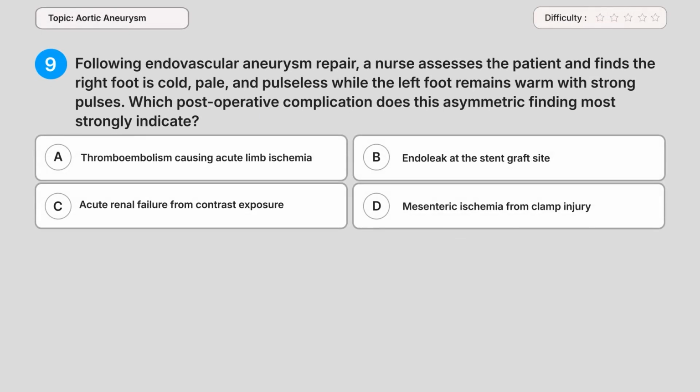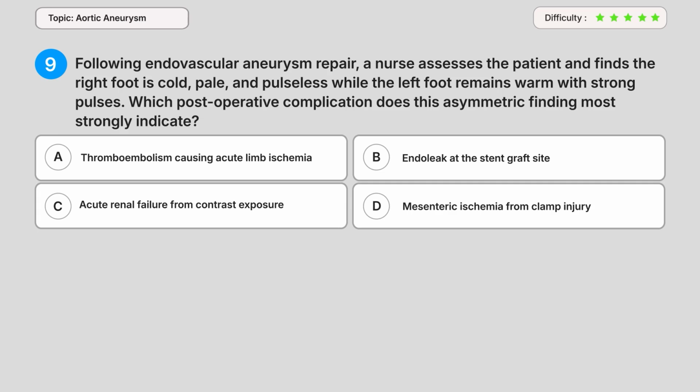9. Following endovascular aneurysm repair, a nurse assesses the patient and finds the right foot is cold, pale and pulseless, while the left foot remains warm with strong pulses. Which post-operative complication does this asymmetric finding most strongly indicate? A. Thromboembolism causing acute limb ischemia.